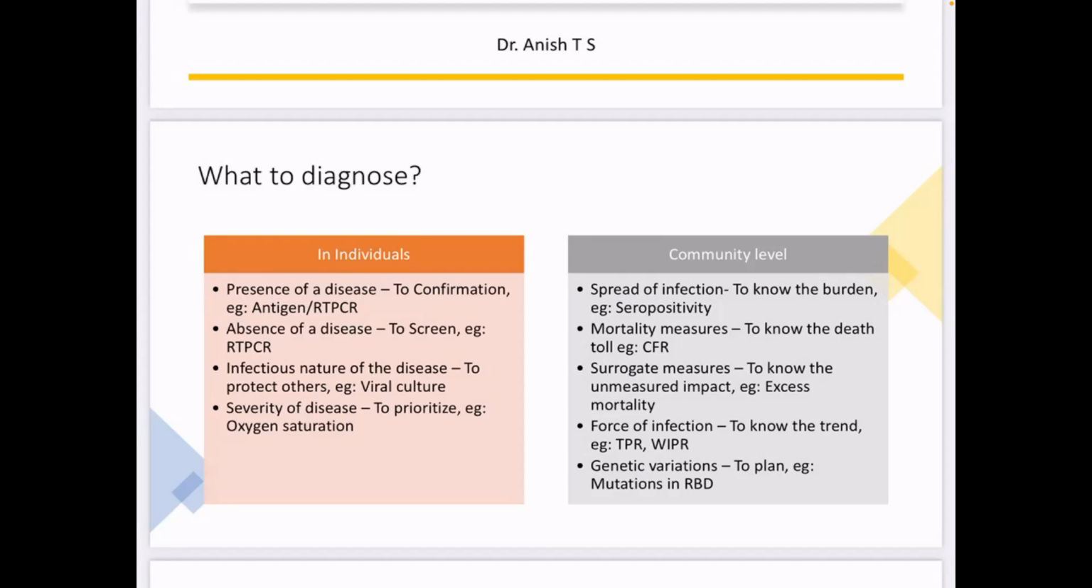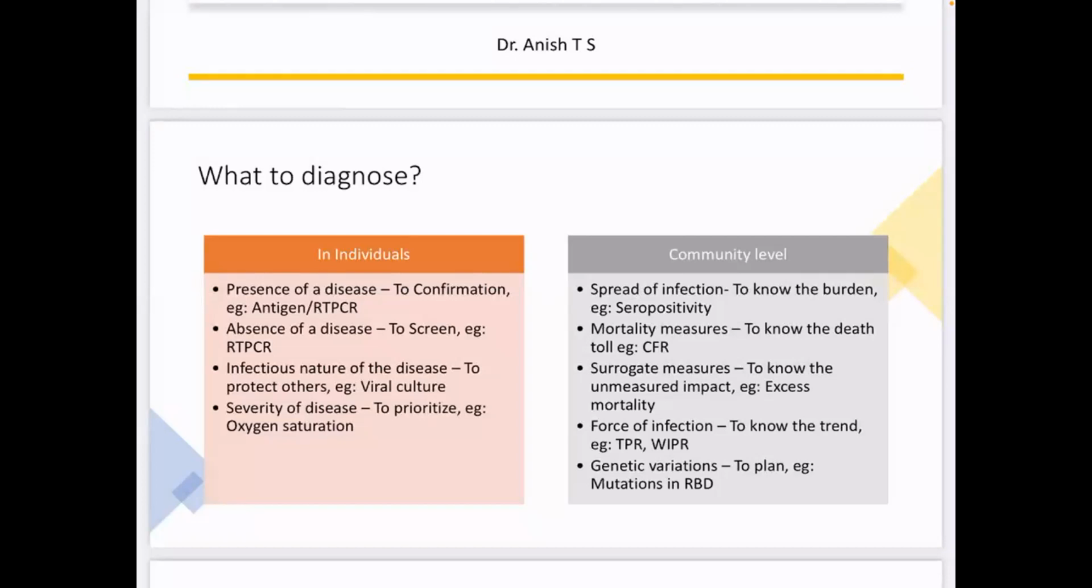Suppose the seroprevalence before vaccination is only 10% in Kerala, and it is 50% in Bihar, we can very well conclude that in Kerala, the natural infection is much less compared to Bihar. Similarly, another community level indicator or diagnostic measure is mortality measures like the case fatality rate and others. And we can even use surrogate measures like excess mortality. Even though your system is not able to pick up all COVID mortality, it may be able to pick up the other deaths. And if there is an increase in deaths in the COVID period, definitely that is an indicator of COVID mortality.